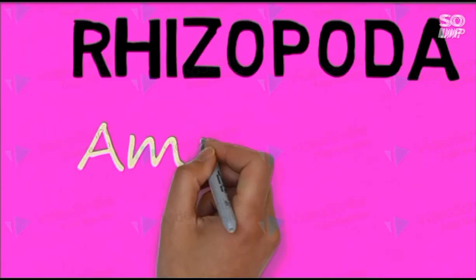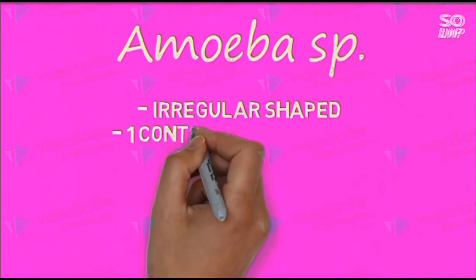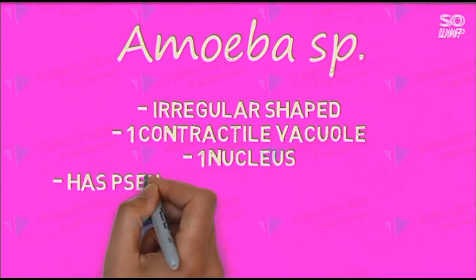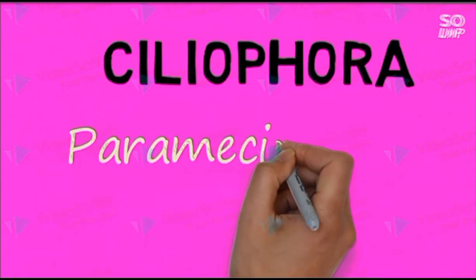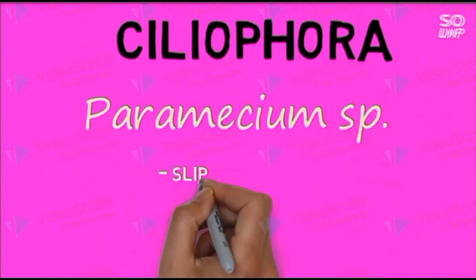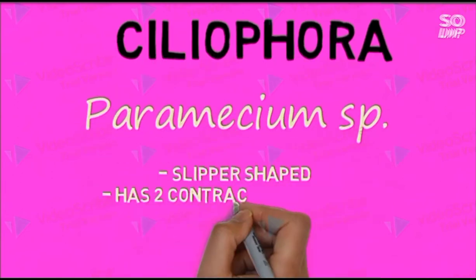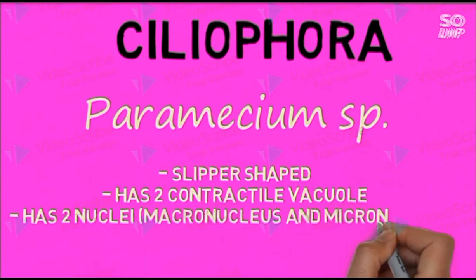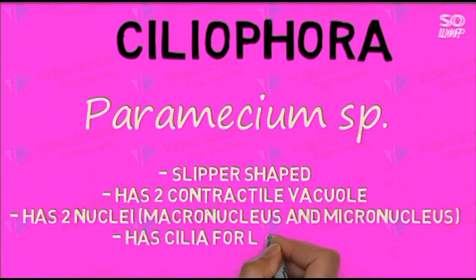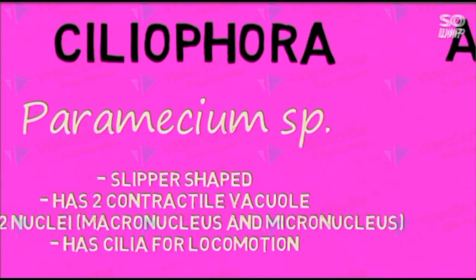One example of Rhizopoda is Amoeba. Amoeba is irregular in shape. Amoeba has one contractile vacuole, one nucleus, and has pseudopodium for locomotion. One example of Ciliophora is Paramecium. Paramecium has a slipper shape. Paramecium has two contractile vacuoles. Paramecium has two nuclei, which are the macronucleus and micronucleus. Paramecium also has cilia for locomotion.